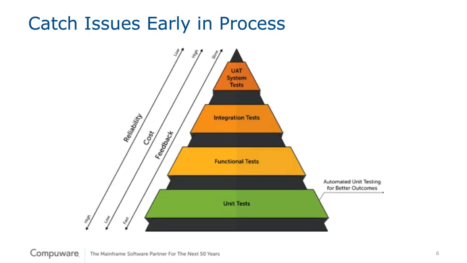We like to show this pyramid because, as you can see, the lower you are in the pyramid, the lower the costs are, and the more reliable the application is as it moves up the pyramid. So the point here is we want to try to catch any of the defects in our applications in the lower half of the pyramid, which is in the unit testing.